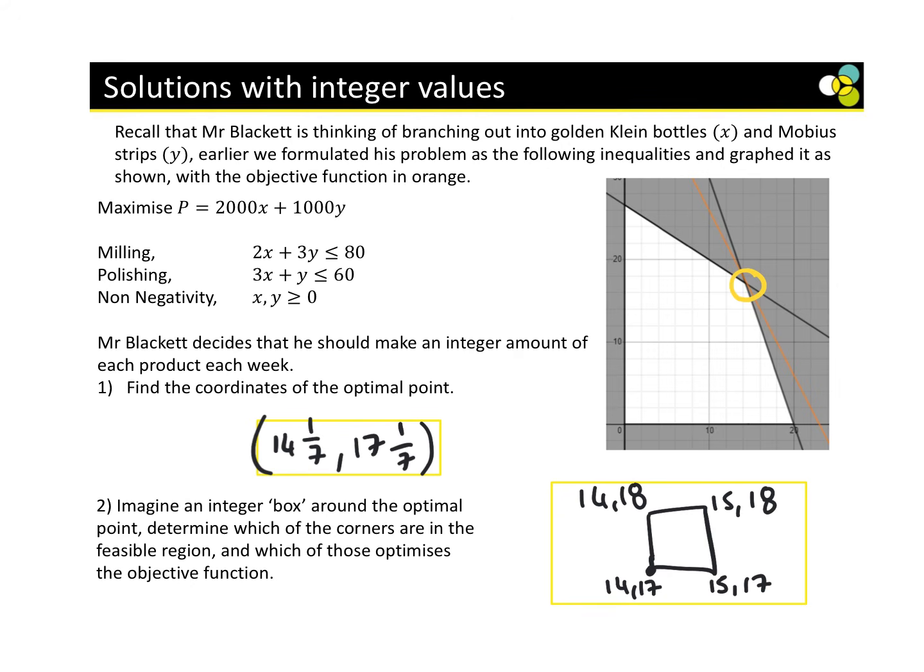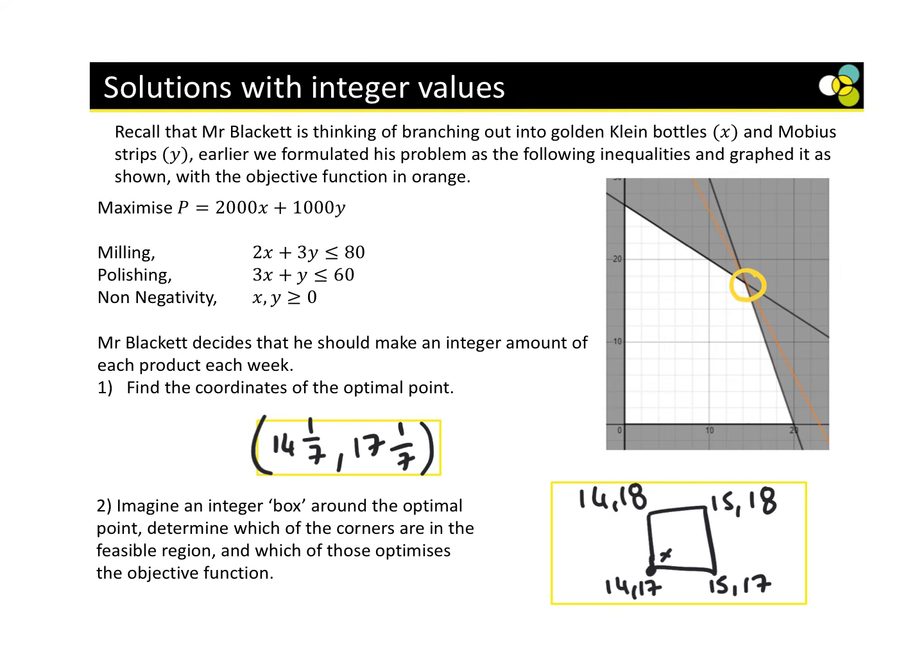Is everyone happy with how this looks? Yeah? Because this coordinate is somewhere in this box, isn't it? 14 and 1/7, 17 and 1/7 is roughly here. So what we have to do is look on the next page to check. The correct solution is going to be one of these 4, but one of these coordinates has to lie within the region we want.